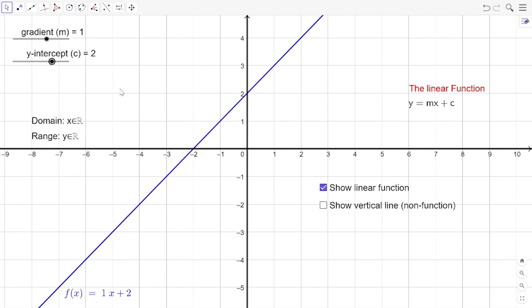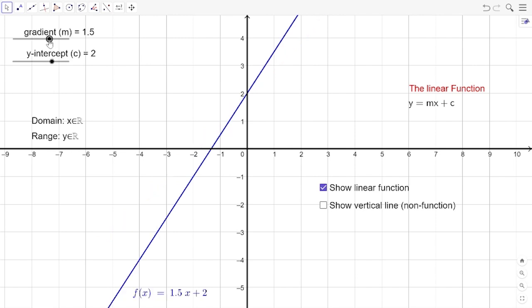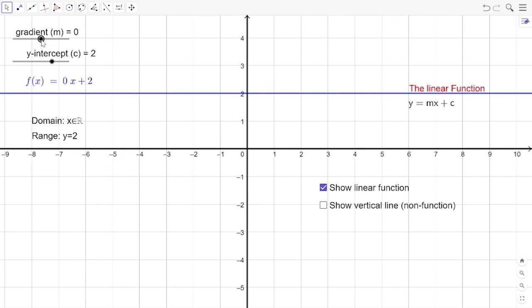Remember, domain is how far left and right the graph goes, the x values it can take as inputs. Range is how far up and down the graph goes, the y values it can take. Typically, our domain and range are both x an element of the real numbers. However, just be aware, if we make the gradient equal to 0, we actually get a horizontal line. And now the range is just y equals whatever that value is, y equals 2.